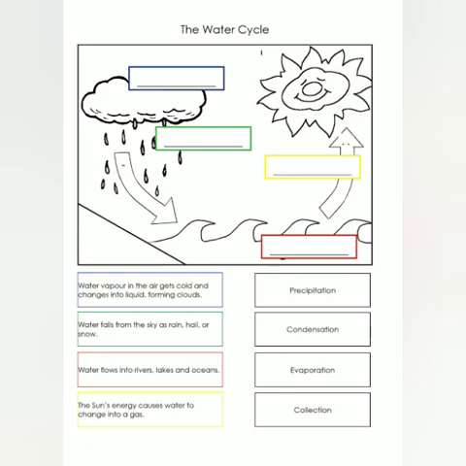So, our first statement, water vapour in the air gets cold and changes into liquid, forming clouds. Our second statement, water falls from the sky as rain, hail or snow. Water flows into rivers, lakes and oceans. Our last statement, the sun's energy causes water to change into a gas. Now pause the video and complete the worksheet, and we'll look at the answers in the next lesson. I'm sure you'll get them all correct.